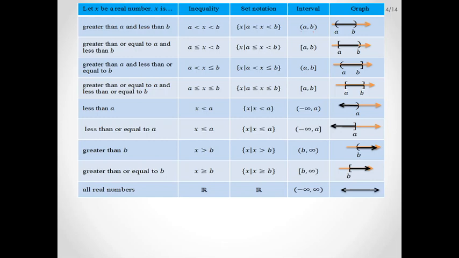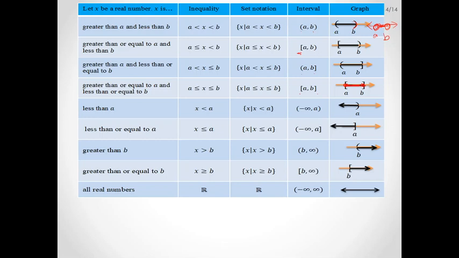Sometimes in some books they do it this way. They put open circles here, like a, b. Or here we will use this one. Now a included but not b included, a not included but b included, and a, b both included in the set, like in the interval.